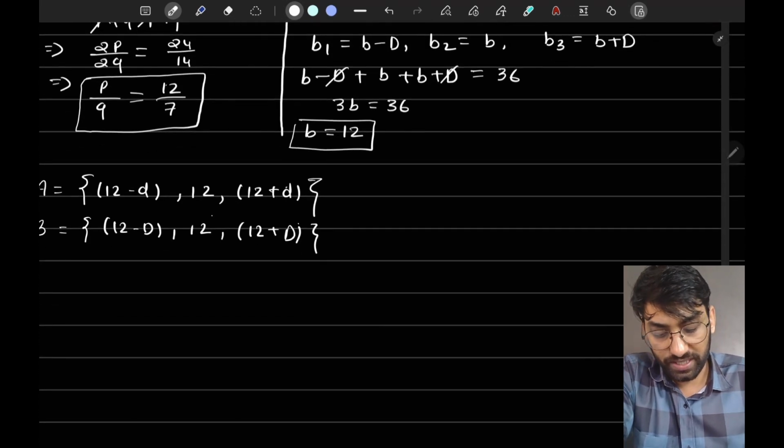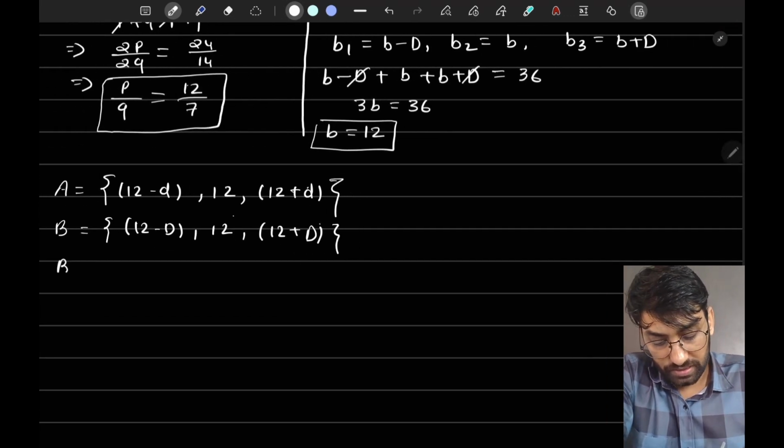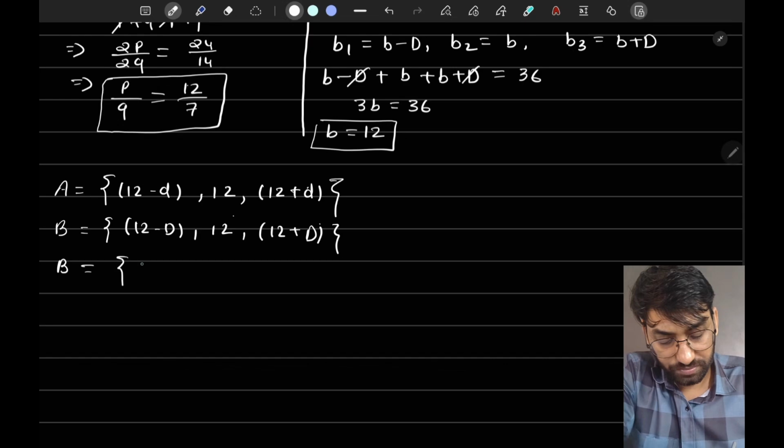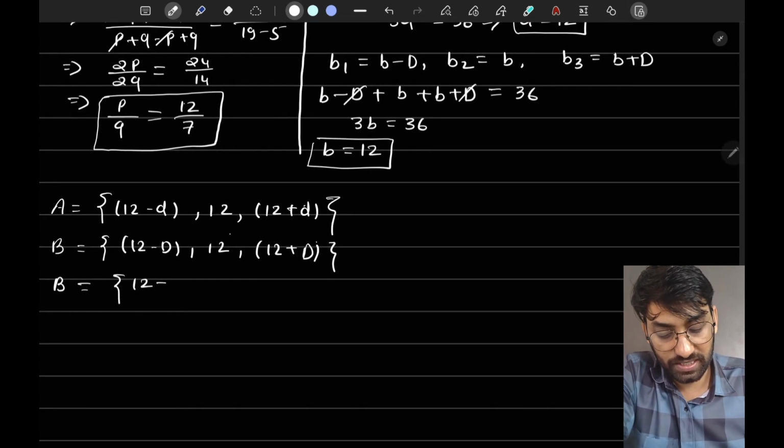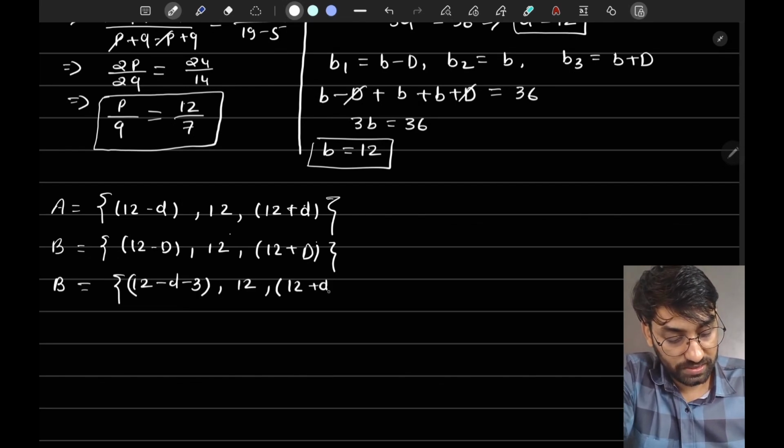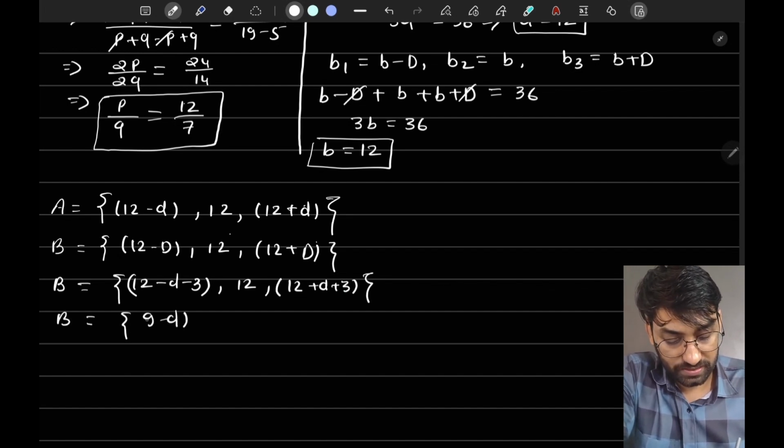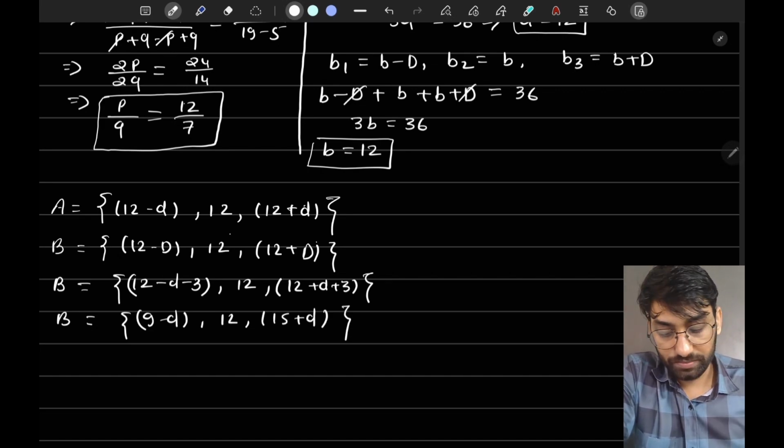So let's substitute here. B will become 12 minus (d plus 3), so minus d minus 3, then 12, and here 12 plus d plus 3. So this B will become 9 minus d, 12, and 15 plus d. Correct? Now I have A and B.